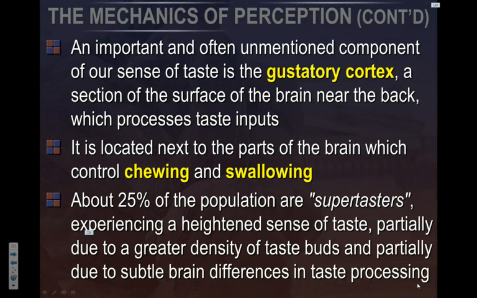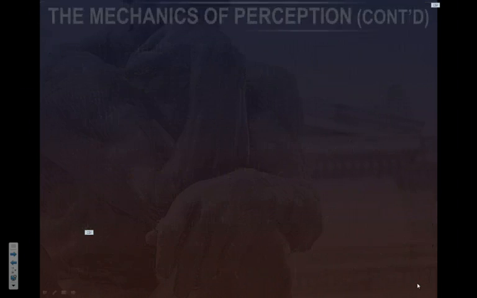Now here's an interesting fact. About 25% of world population are what are called super tasters. They have a heightened sense of taste, a lot stronger than your average person. Okay? One of you in here might very well be a super taster. And this is just because they have a greater density of taste buds. And also, they have a slightly different brain processing technique that allows them to taste at a much higher level than the rest of us.